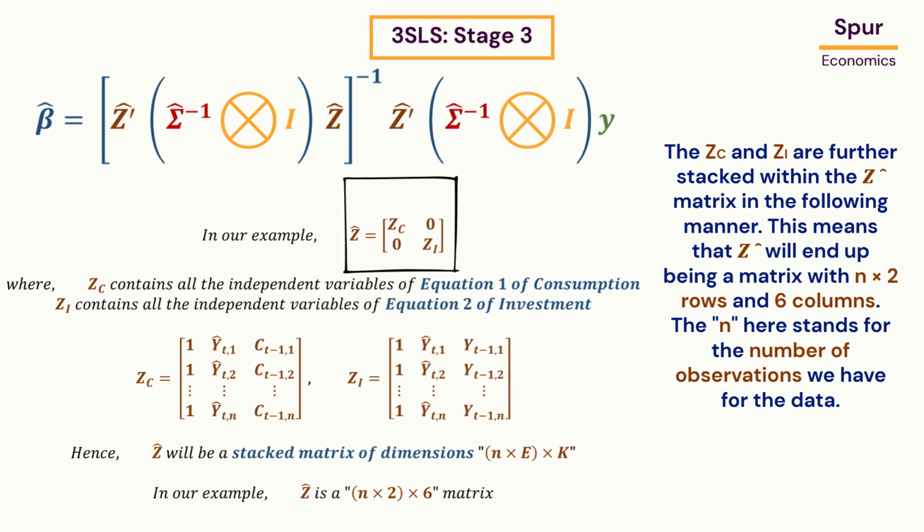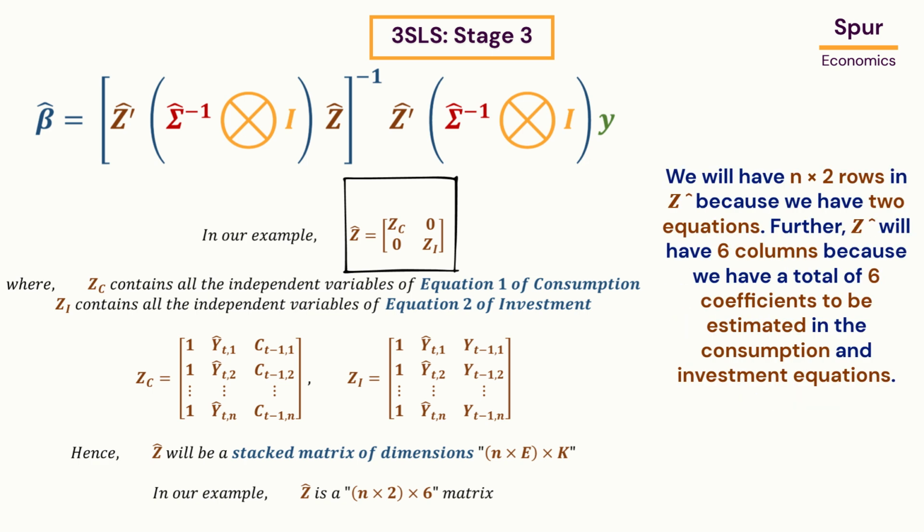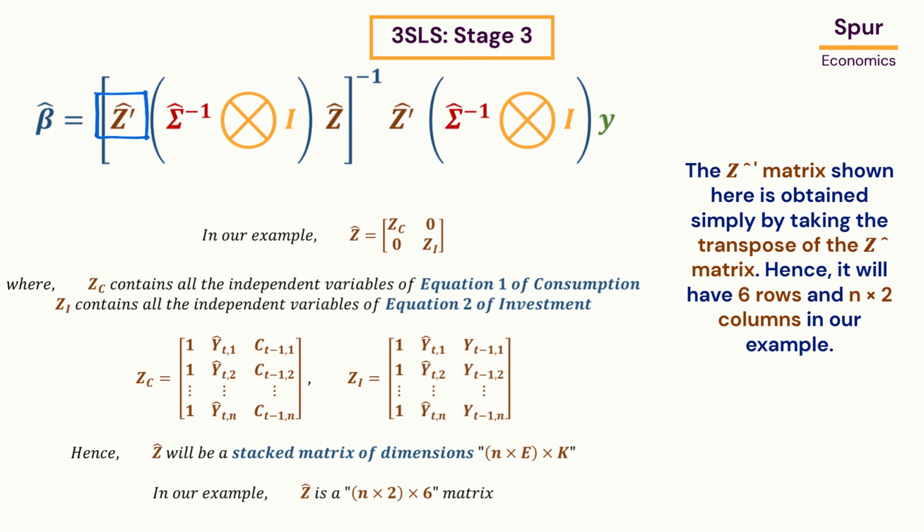The ZC and Zi are further stacked within the Z cap matrix in the following manner. This means that Z cap will end up being a matrix with n by 2 rows and 6 columns. The n here stands for the number of observations we have for the data. We will have n by 2 rows in Z cap because we have 2 equations. Further, Z cap will have 6 columns because we have a total of 6 coefficients to be estimated in the consumption and investment equations. The Z-cap transpose matrix shown here is obtained simply by taking the transpose of the Z-cap matrix. Hence, it will have 6 rows and n by 2 columns in our example.